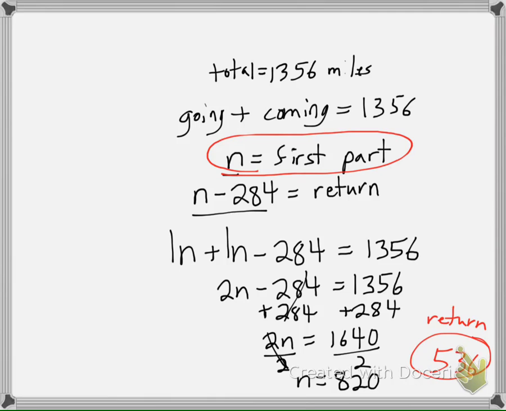All right, other ones. Number 17 says, in his DVD collection, Domingo has 8 more than twice as many animated movies as action movies. All right.